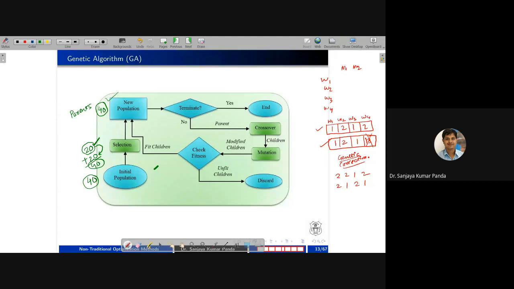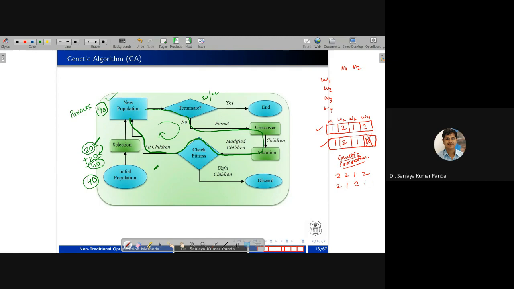You can see there is a loop here, right? This process, then this process, then this process, again this process, then again you go back to the new population. So this particular loop, how many times do you have to do it? Maybe 20 times, maybe 40 times. That you have to put as a termination condition.